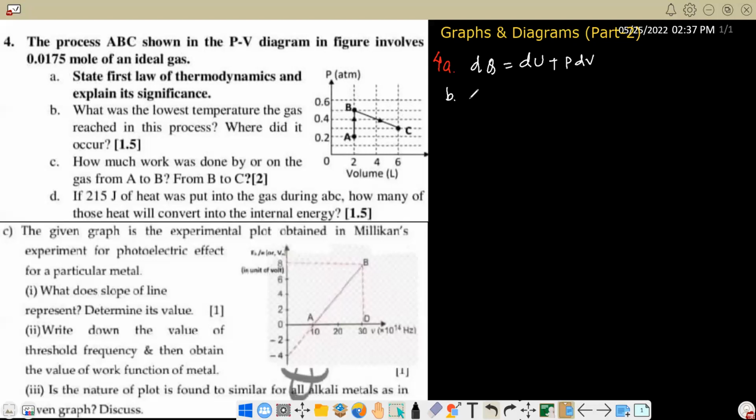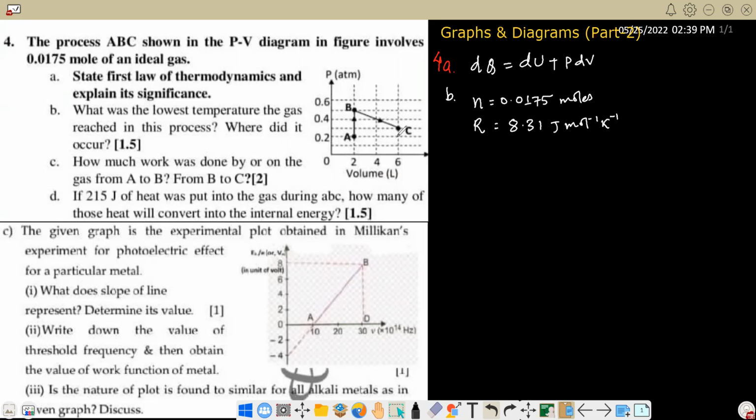And if we want to find that value, it is quite simple. The value of n is given to us: 0.017575 moles. Okay, this much is given. So we will continue this information here. The value of R is 8.31 joule per mole per Kelvin. Okay, and other information is given to us.